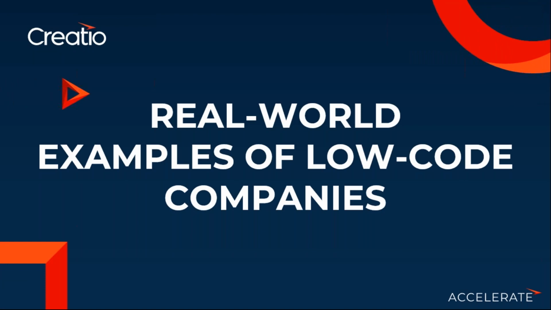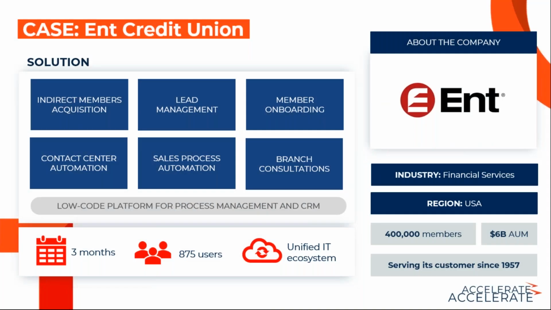Excellent. So let's have a look at a couple of real-world examples of companies that are leveraging a low-code platform. So the first I'd like to talk about is End Credit Union. End Credit Union is one of the largest credit unions in the United States. They have over 400,000 members and over $6 billion in assets under management.